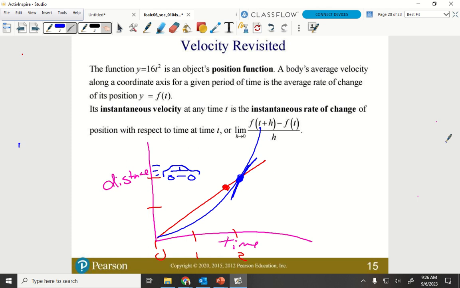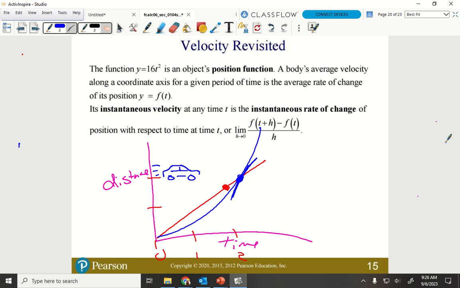Alright, so now the rate of change, because he is not actually going 45 the whole time. He's increasing to get to a point. And our rate of change right there is going to be his velocity.